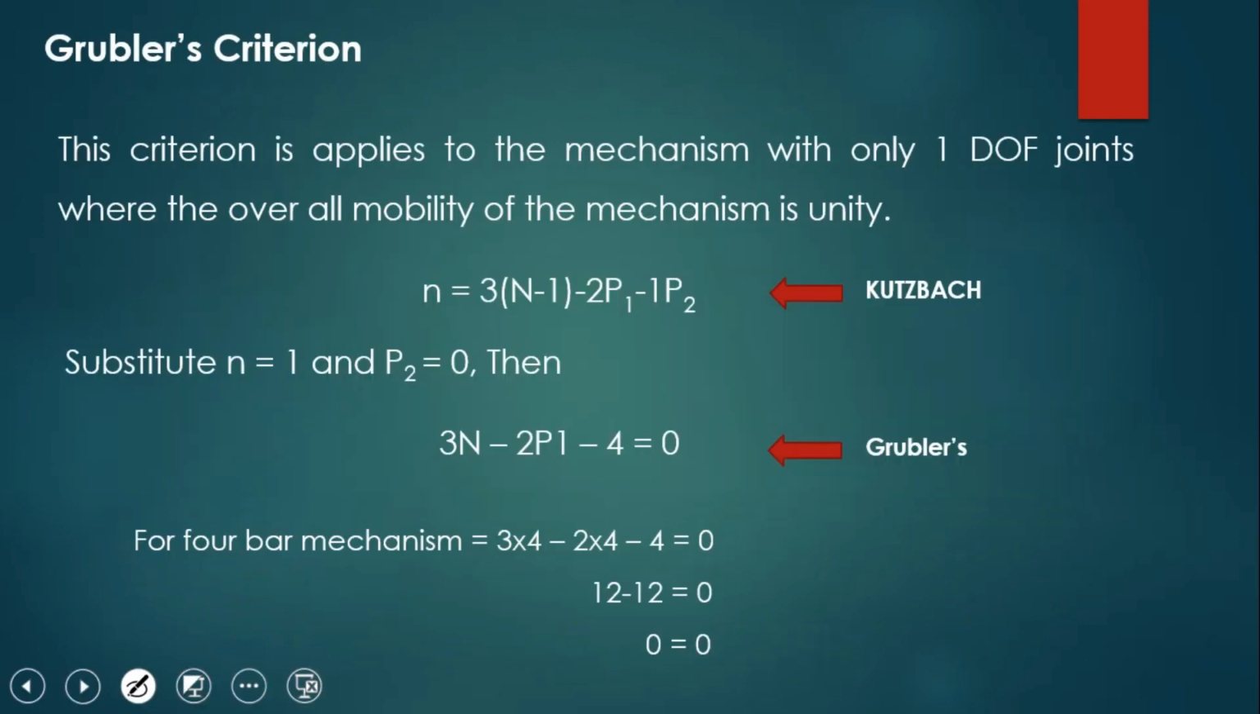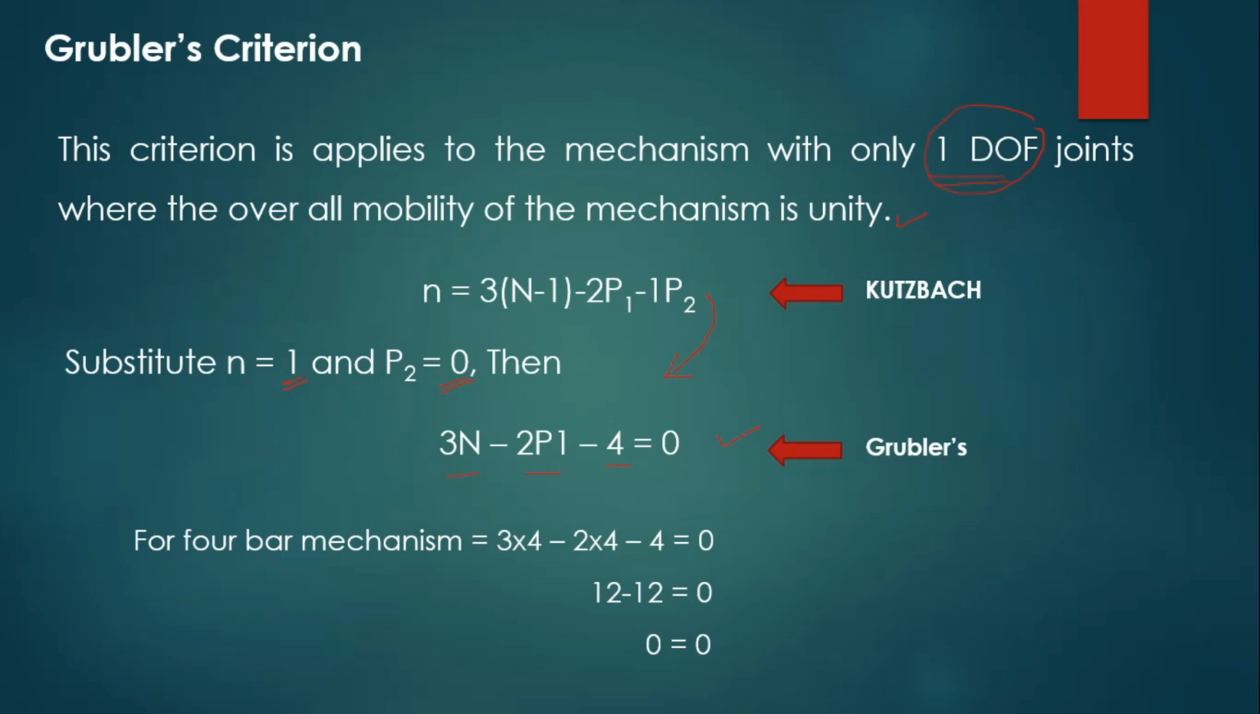Now let us discuss Grubler's criteria. Grubler's criteria is applicable for the degree of freedom equal to 1, right? So where the overall mobility of the mechanism is unity. This Grubler criterion is applicable for 1 degree of freedom. So let us take the Kutzbach criteria equation: n is equal to 3 into N minus 1, minus 2 p1, minus 1 p2. Now substitute n equal to 1 and p2 equal to 0, because here there are no higher pairs. We are considering only lower pairs. So this equation mathematically becomes 3N minus 2p1 minus 4 equal to 0.